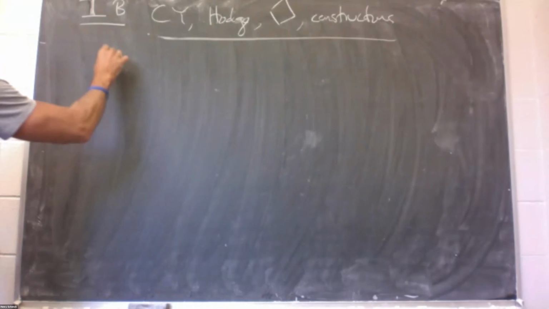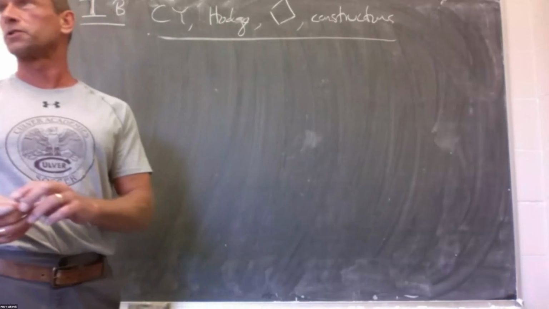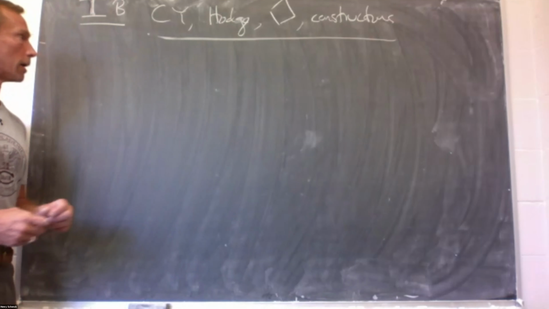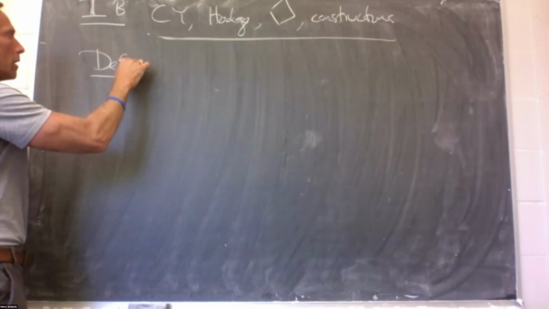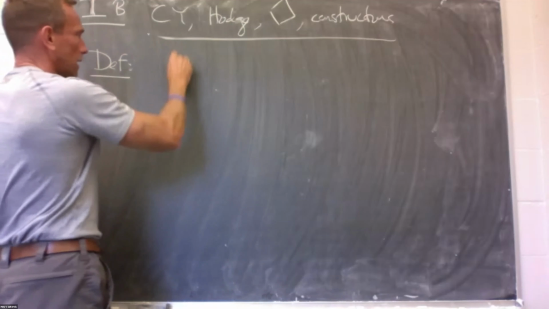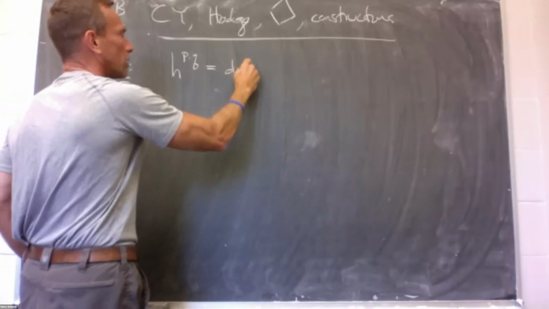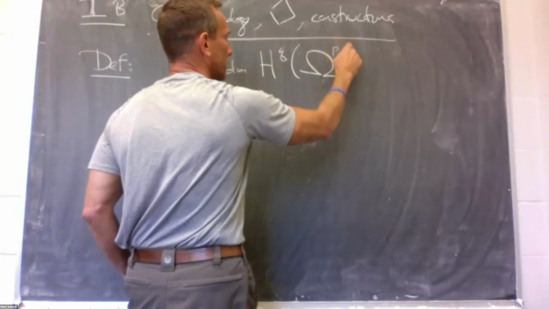So I'm going to have 2 definitions during this talk. The first definition will appear now. It's in the geometry section, and then we'll have a definition in the section on Gorenstein rings. So our definition is that h^{p,q} is the dimension of H^q of Omega^p of X.